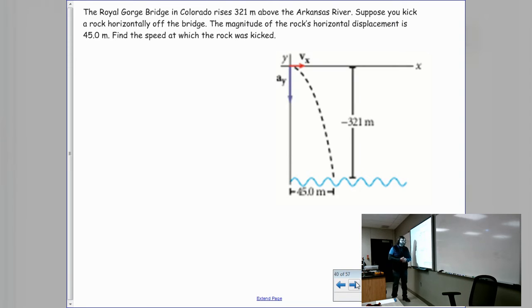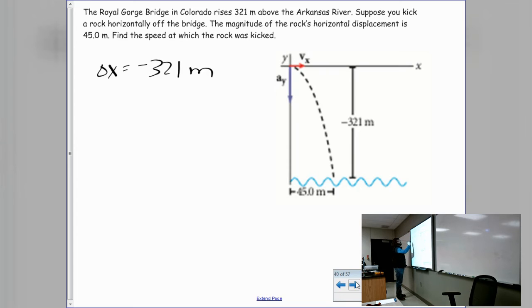What I would suggest, as with any kinematic equation problem, or when we talked about one-dimensional problems earlier, is to list what's given and then draw a diagram. The diagram's already drawn for us, but we do need to list what information we have. The first thing that's given to us is the displacement in the y direction, and that would be negative 321 meters, because it's falling down, so we have a negative direction.